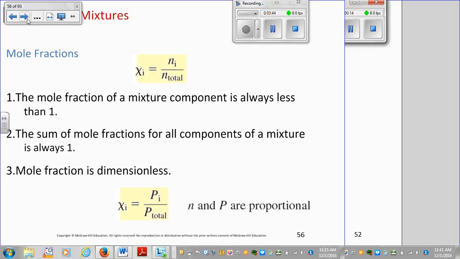Mole fractions. Since it's a fraction, it's always going to be less than 1. So the mole fraction is the moles of the gas over the total moles of the mixture. And if you add up all the mole fractions of a mixture, it's got to add up to 1. And it's dimensionless.